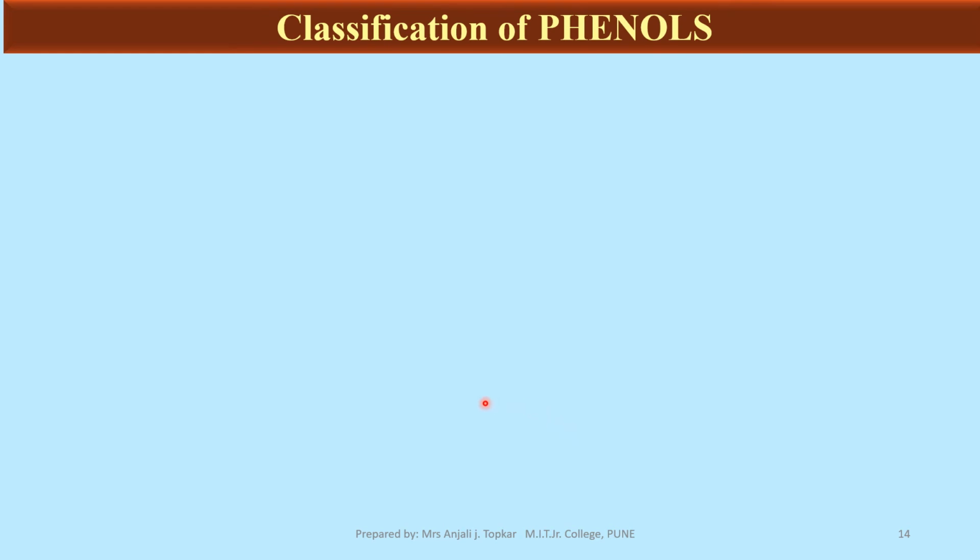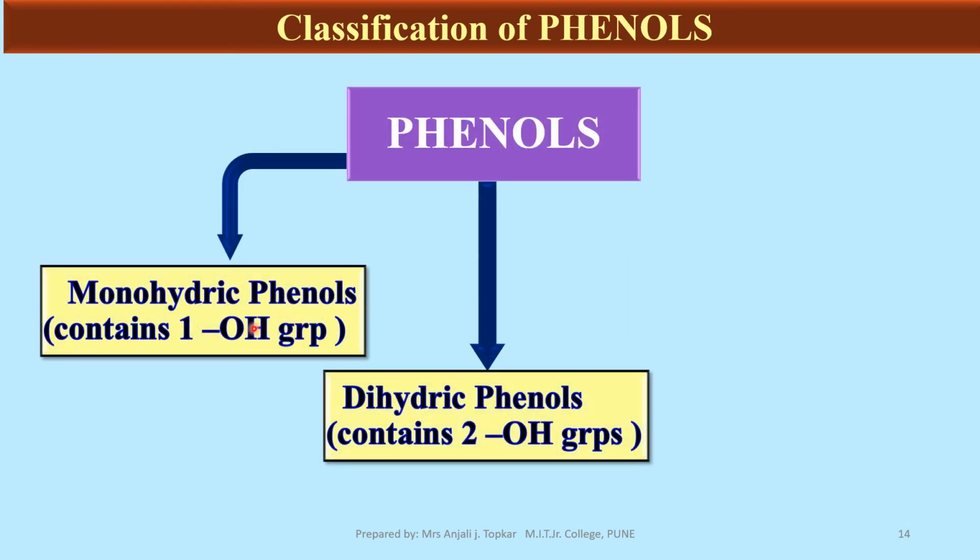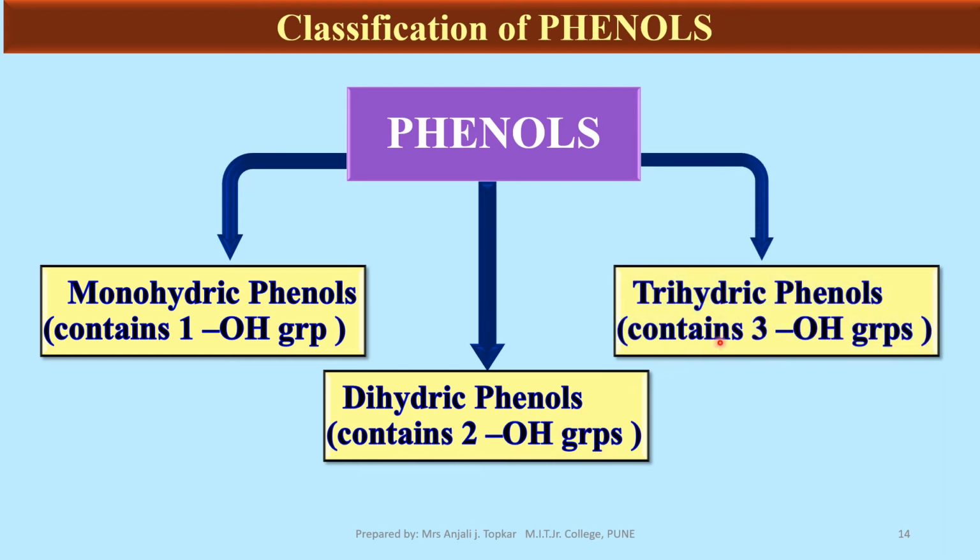Now we are going to see classification of phenols. Phenols are classified as monohydric phenols, which contain one OH group, dihydric phenols, which contain two OH groups, trihydric phenols, which contain three OH groups.